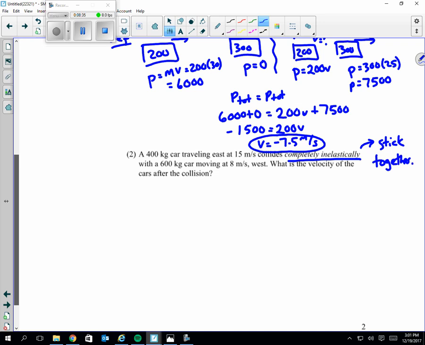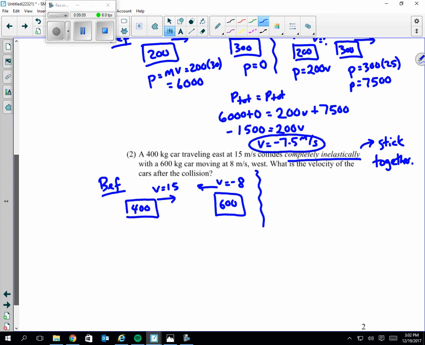So, our before picture, we have a 400 kilogram car going east, and a 600 kilogram car going back the other way. Velocity of 8. I'm going to make this negative 8, because if we're going to the left, I'm going to make the velocity's vector negative going to the left. The momentum's vector is going to be negative.